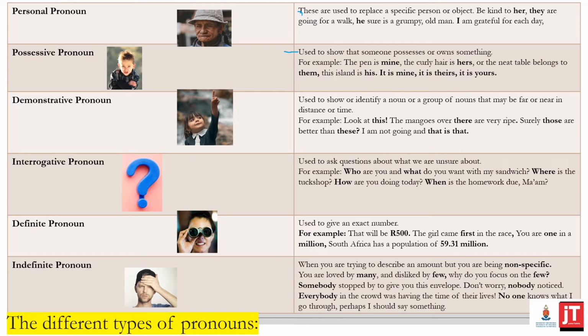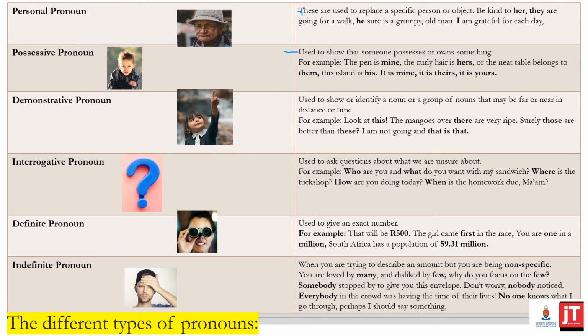Okay. The curly hair is hers, or the neat table belongs to them. This island is his, it is mine, it is theirs, it is yours. Okay. So those words are not found before the noun, and hence they are not adjectives. They are replacing someone's identity, basically.